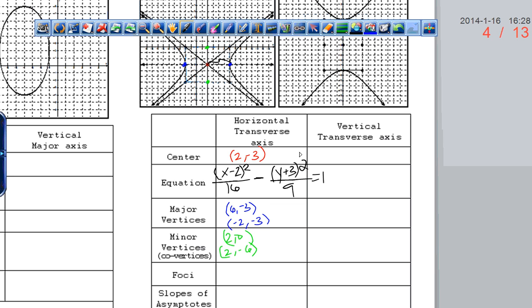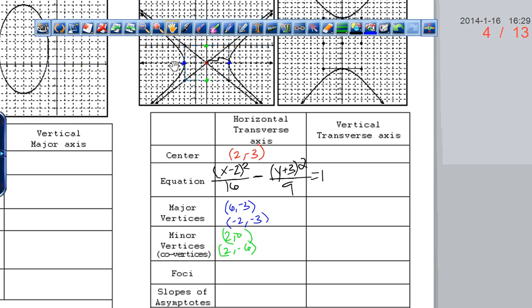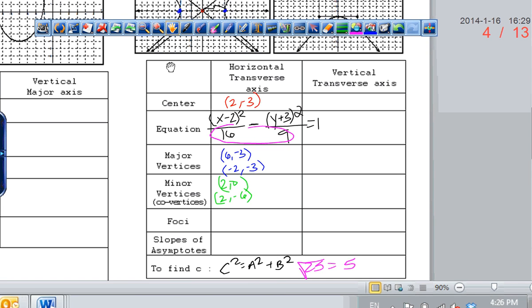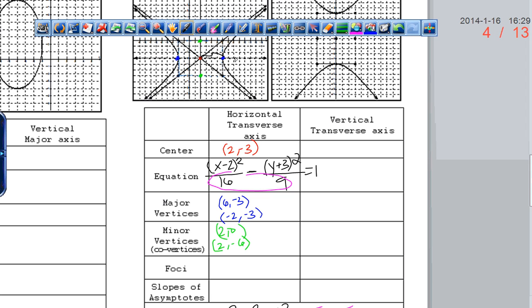Got a couple things, and then we're almost done. My foci, it's a very similar relationship with ellipses, except that in this case it's a squared plus b squared. So ellipses have a minus sign here, but a plus sign for the equation. Hyperbolas have a minus sign for the equation and a plus sign for the relationship of the foci. So we're just going to add 16 and 9 together. That gives us 25. Take the square root of 25, that's 5. Unlike ellipses, which have the foci on the inside, hyperbolas have the foci on the outside.